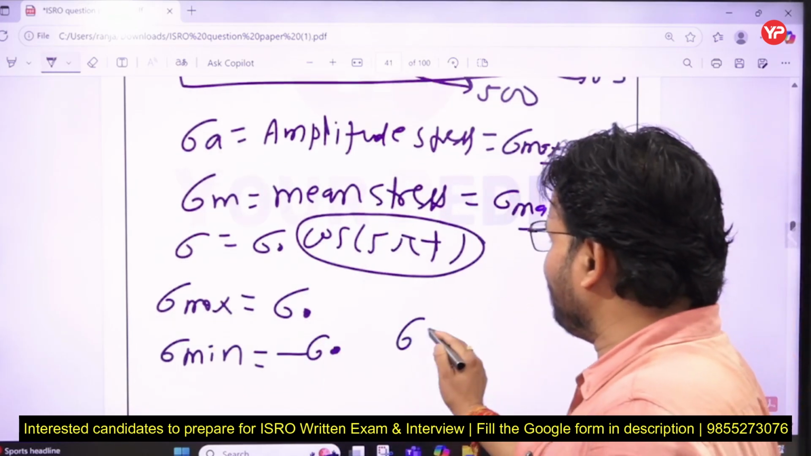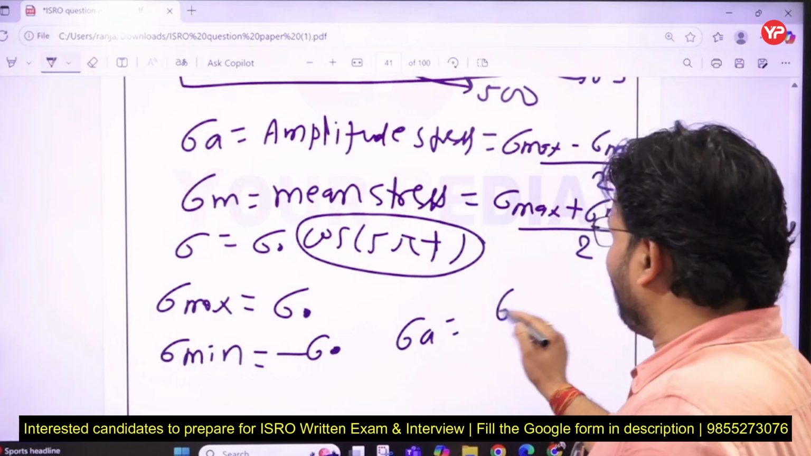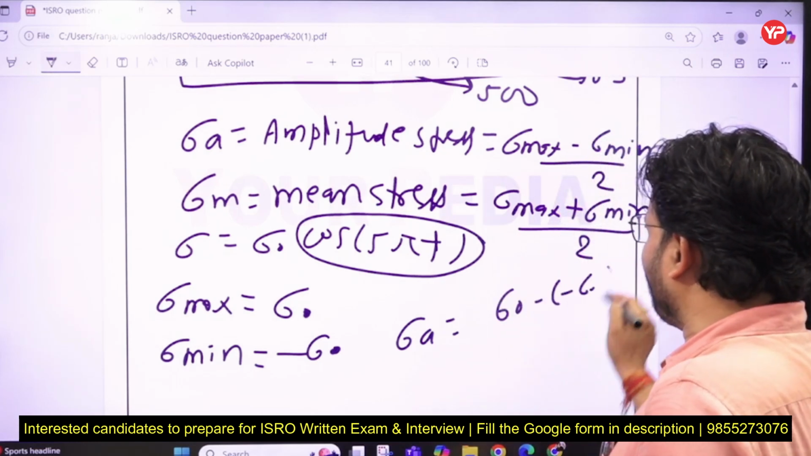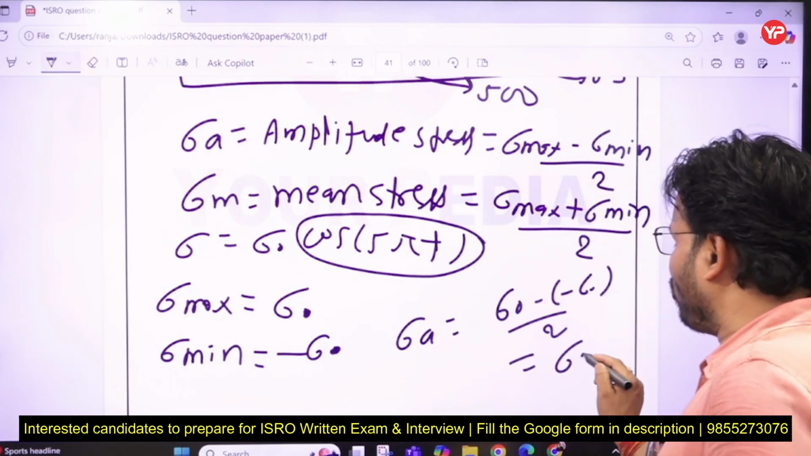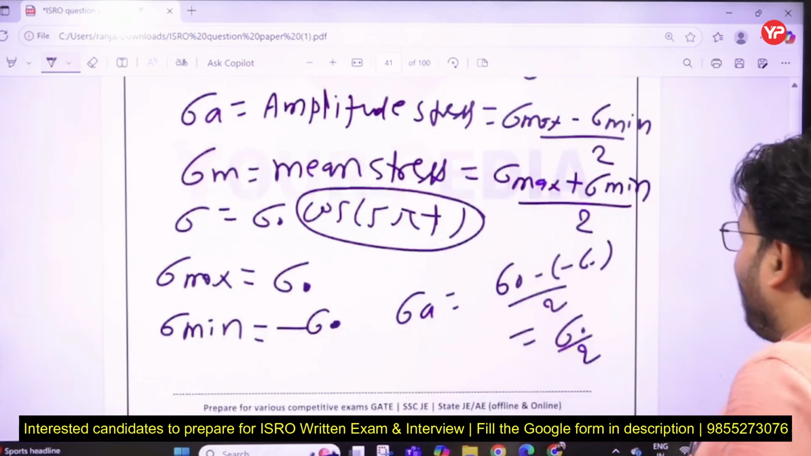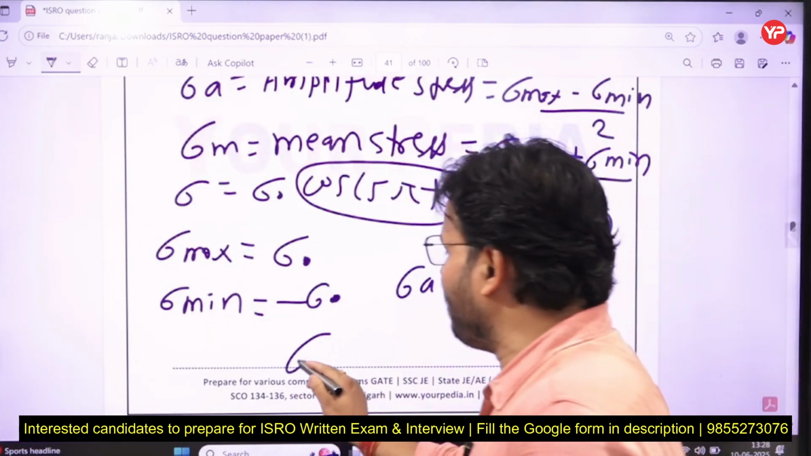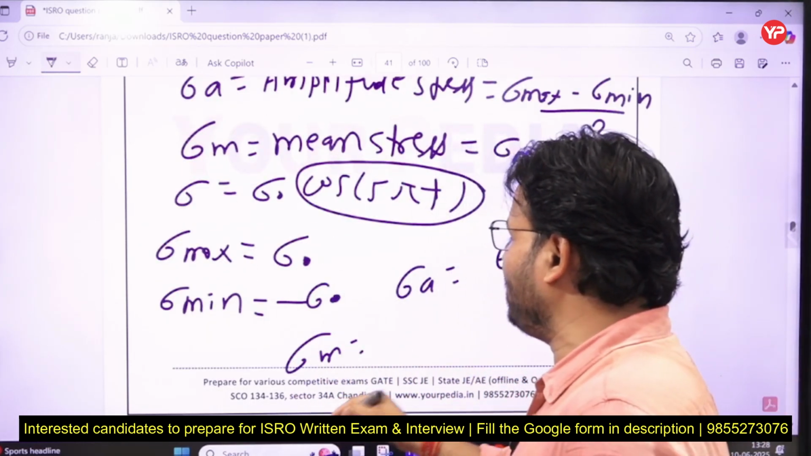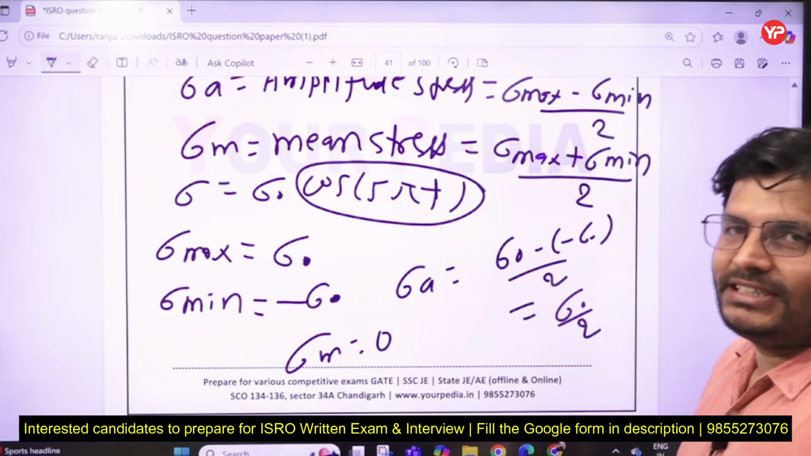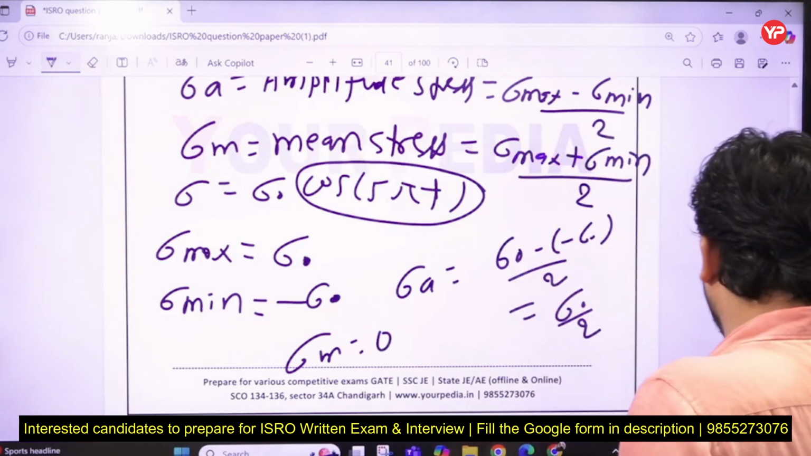What will be sigma a, my dear friends? We can say sigma naught minus of minus sigma naught, by 2. So it is coming out to be sigma naught. And if you talk about sigma m, sigma max plus sigma min by 2, so it will be 0. Now put that value in the above equation.